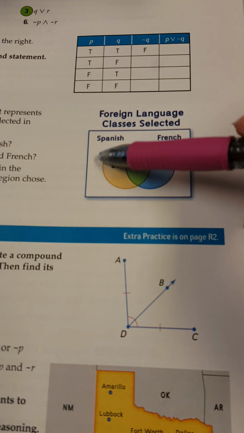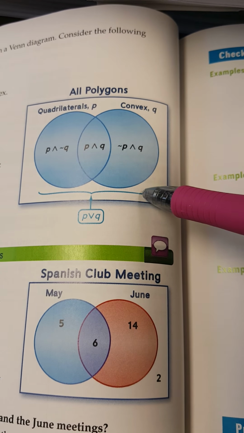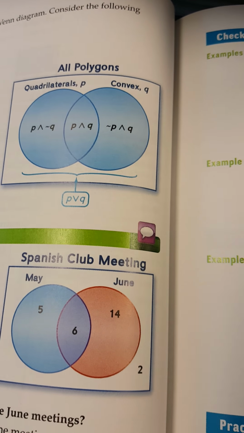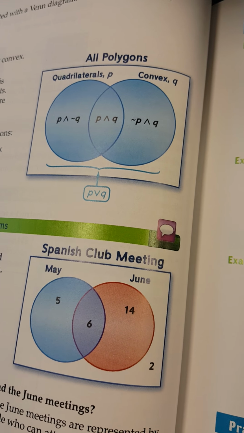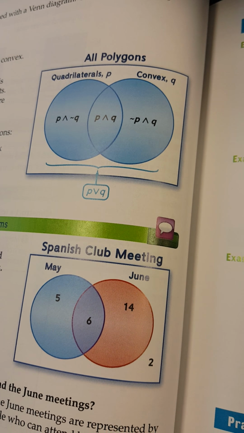So this is P and not Q. This is P and Q. This is not P and Q. And then the rest of it is P or Q. Copy that down. Press pause if you need to, Miss Lawrence.